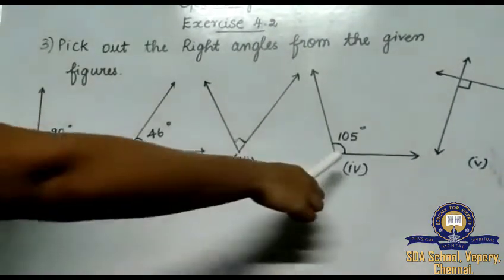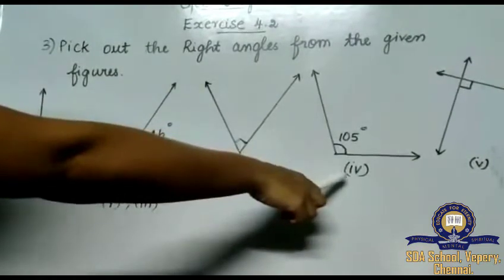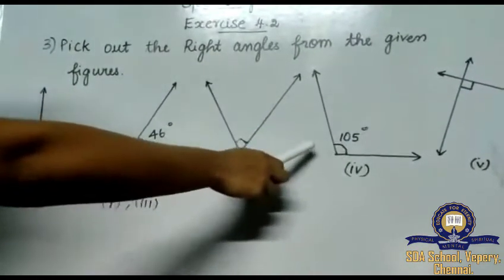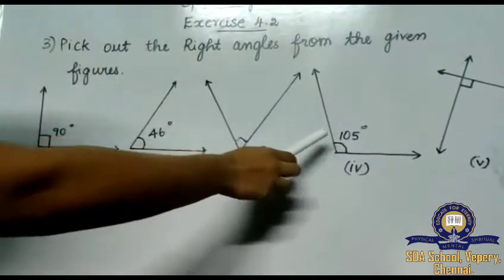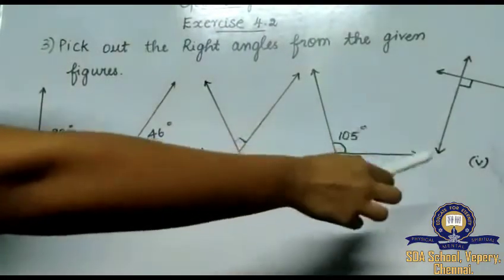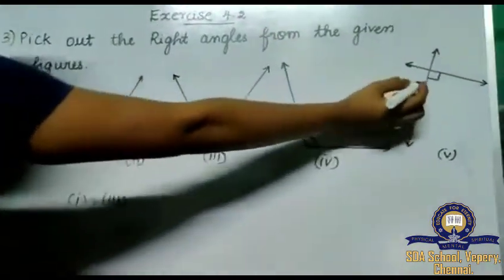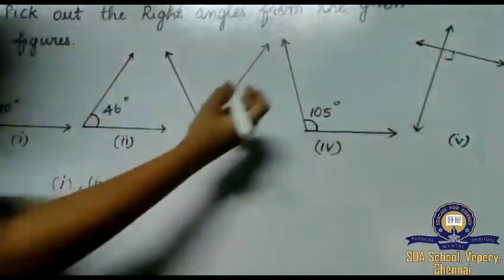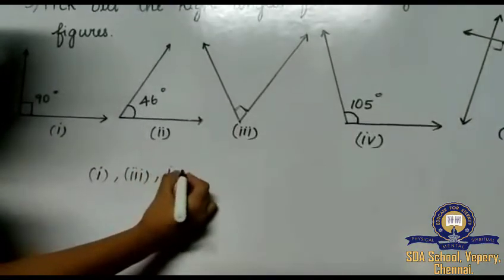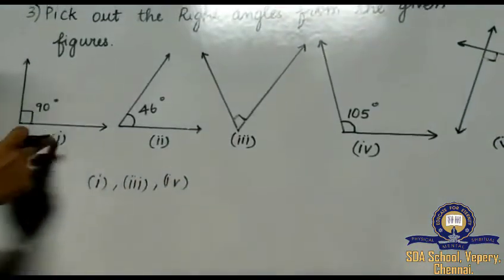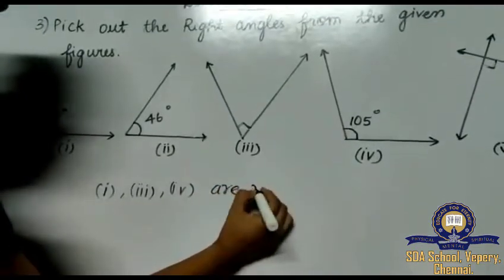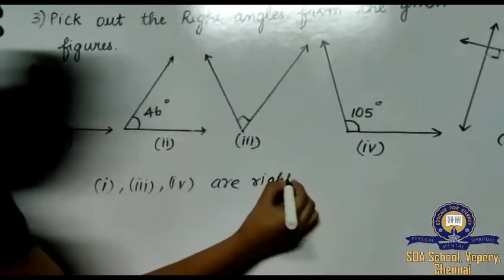Okay, so next we'll be moving to the fourth one. The fourth one they have mentioned as 105 degrees, which is greater than 90. So it is said to be an obtuse angle. Okay, so we'll move to the fifth one, and since they have mentioned this one, this is said to be a 90 degree. Okay, and the fifth figure is also a right angle. So figures 1, 3, 5 are right angles. Got it, students?